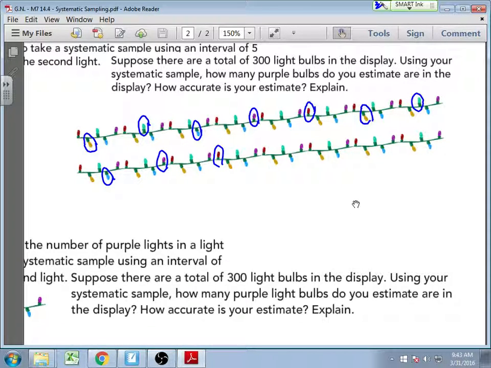Is this creating a representative sample? Yes. When I make a larger sample, it will give me accurate data. But again, this is where your sample size has to be big enough. Because how many purple lights do I have out of a... Well, how many total lights have I chosen for my sample now?